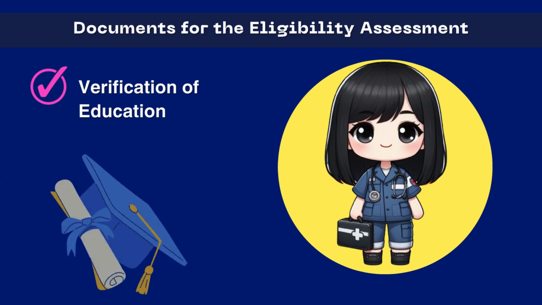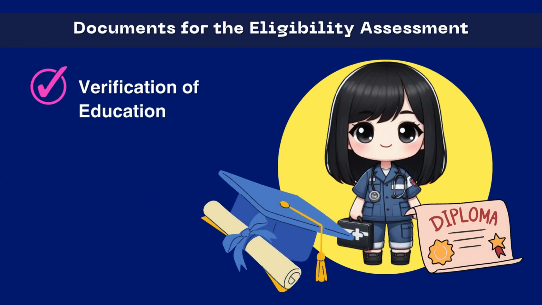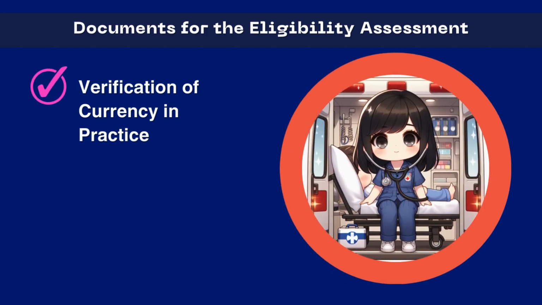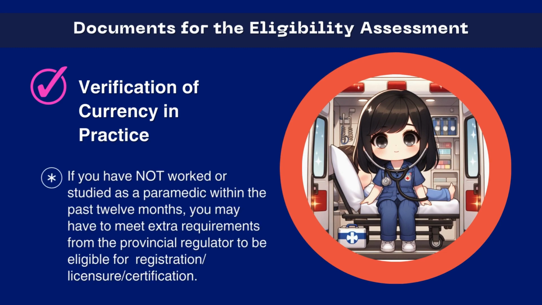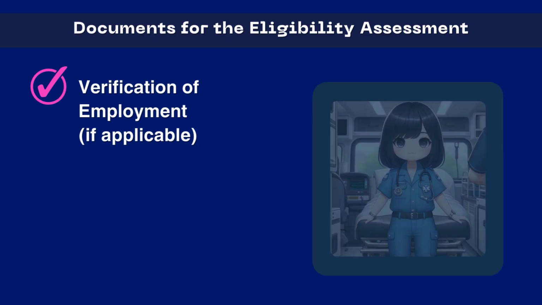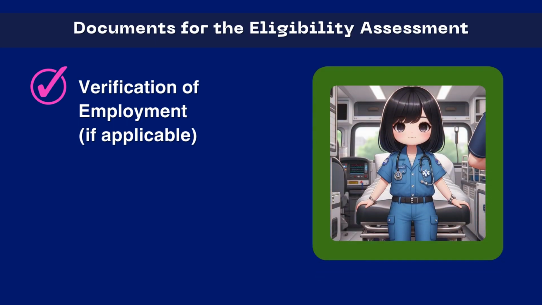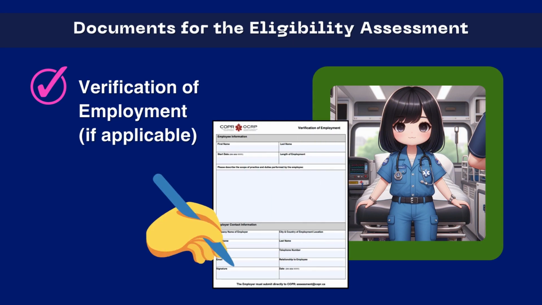Verification of education, which includes a copy of your certificate, diploma, or degree specific to paramedicine. Verification of currency and practice to show that your paramedic skills are up to date. If you have not worked or studied as a paramedic within the past 12 months, you may have to meet extra requirements from the provincial regulator to be eligible for registration, licensure, or certification. Verification of employment. If you have been employed as a paramedic in the past 12 months, your employer should complete the online verification employment form that you can download from the COPR website.